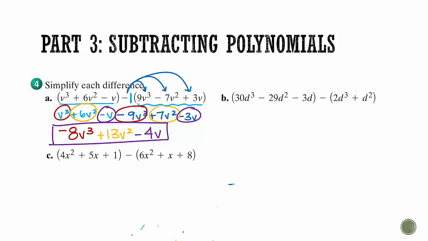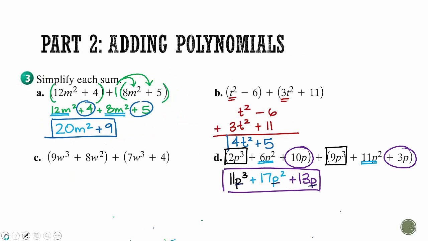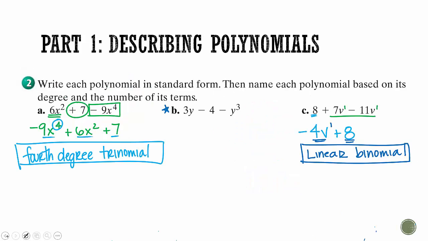I want you guys to try these next two on your own for the can you prove it. So that's it. You should be able to describe them by their degree and number of terms, and then you should be able to add and subtract them. So you got 2 problems here to do, 1 problem here, and 1 problem there. Make sure you write down any questions you have, and we can go over them in class.